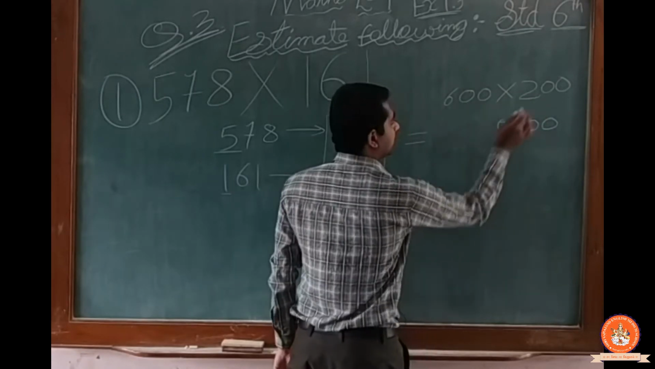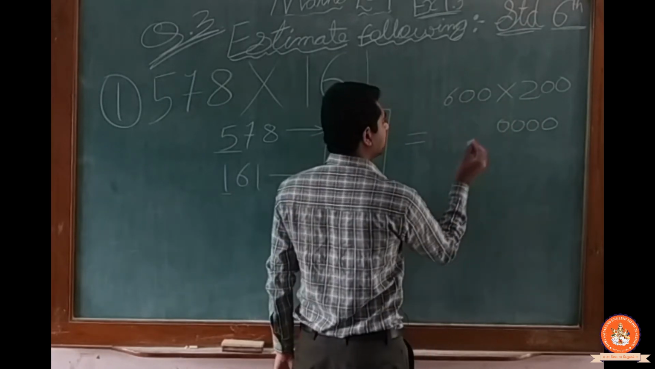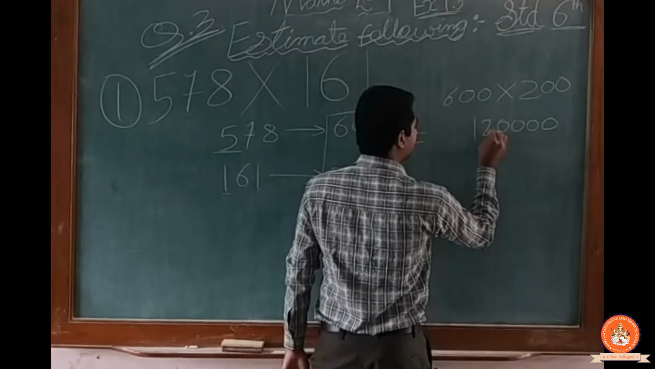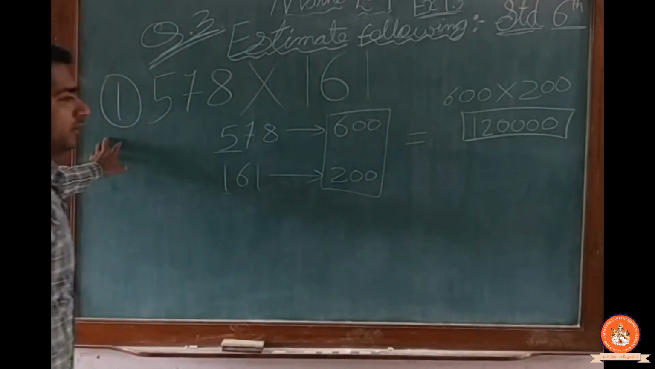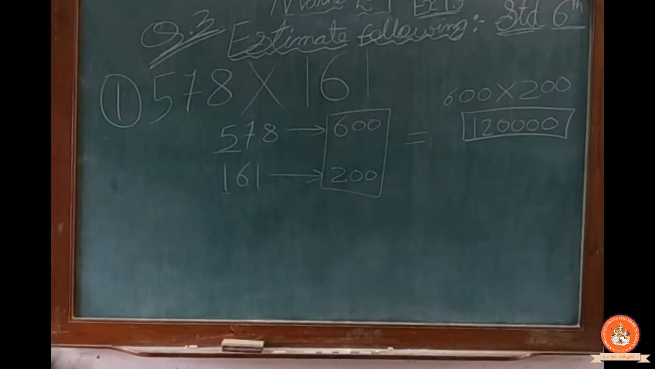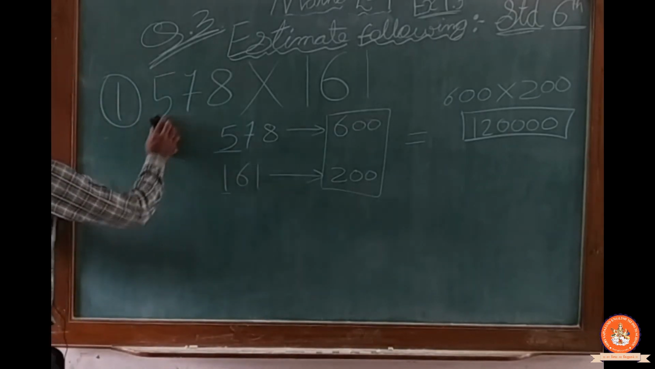6 twos are 12, so we will write here 12. This is our answer for number 1. Okay, write this in your book. Now moving on, next question.